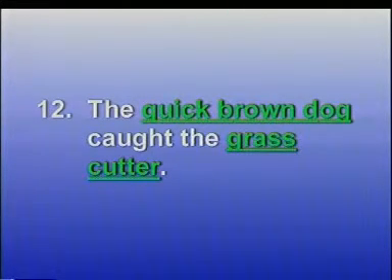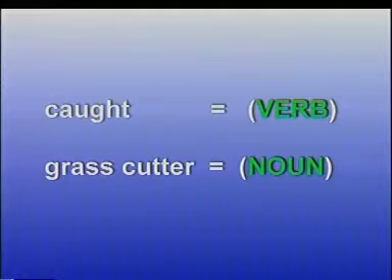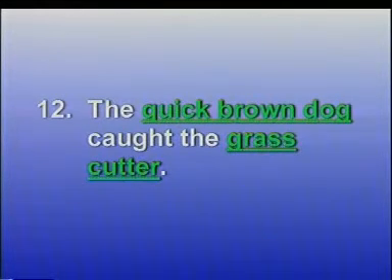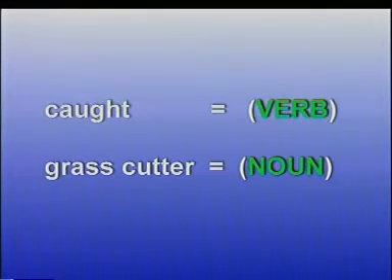The quick brown dog caught the grass cutter. Quick is an adjective. Brown, adjective. Dog, noun. Caught, verb. And grass cutter, noun.